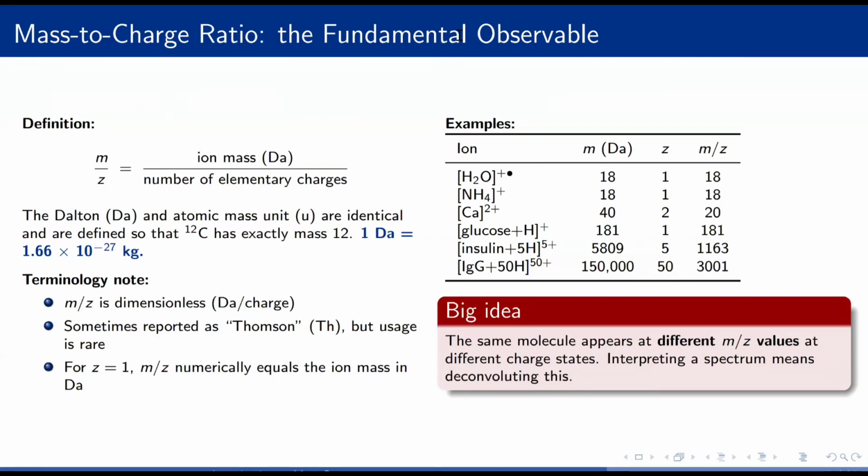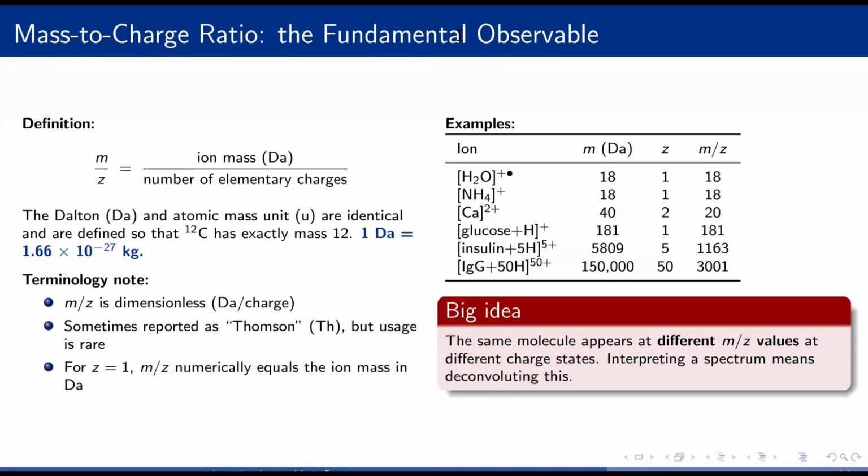Now let's define our key performance metrics carefully, starting with the most fundamental, mass to charge ratio. The definition is simply the mass of an ion divided by the number of elementary charges it carries. So an ion of mass 100 Daltons with a single charge appears at mass to charge ratio 100. The same mass with 2 charges appears at mass to charge ratio 50.